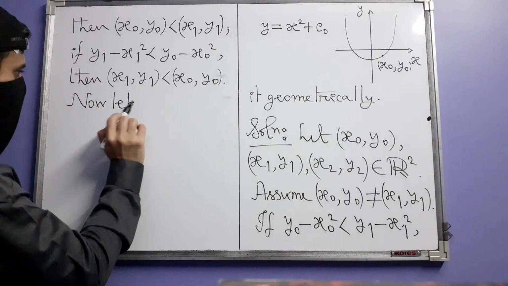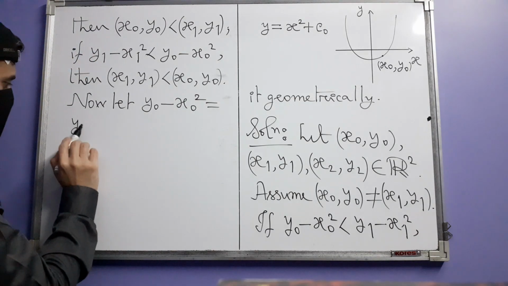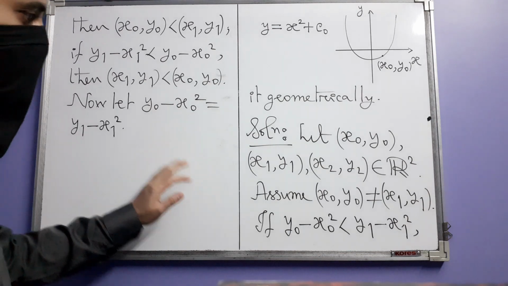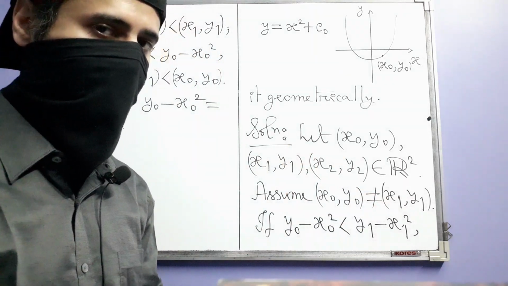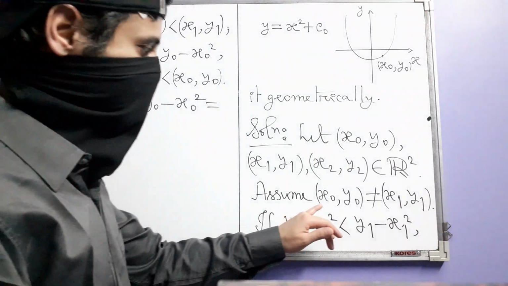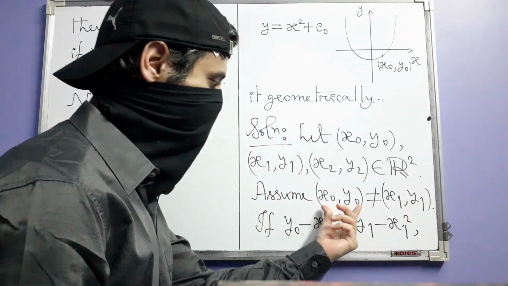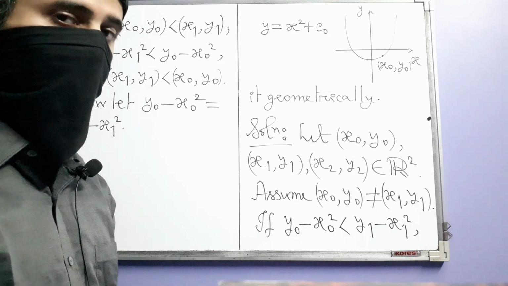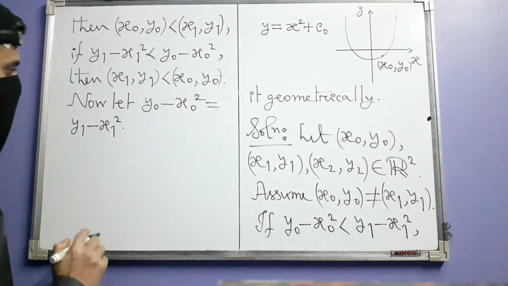Now, let them be equal. If these are equal, then which one is greater and which one is smaller will be decided by the first components of these ordered pairs, again by our definition of relation. That means if x0 is less than x1, then we will say that this is less than this. And if x1 is less than x0, then we will say that this is less than this. But if they are equal, is that a possibility? Is that a real possibility that x0 is equal to x1?